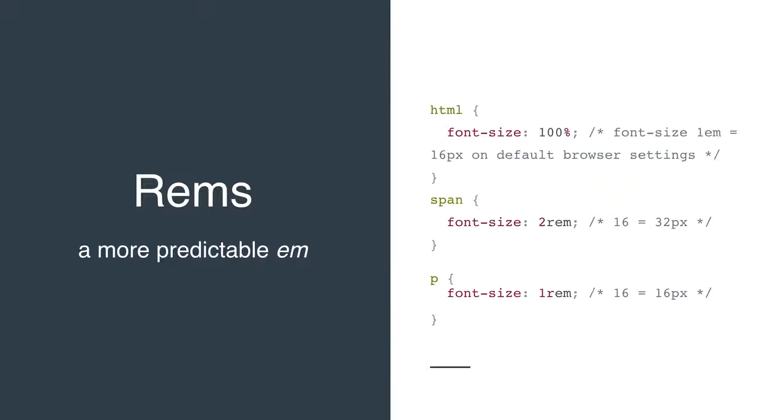So here we have the same three elements, our HTML, which is basically our document. We can think of it as our actual document. The span we've set to 2 rem, which is going to be 32 pixels in this case. But now our p tag within the span, we say 1 rem, and it's actually going to evaluate back to 16 pixels because it's going to go to the root, in this case the HTML, to get its reference. So there's no guessing as to what computed pixel value will be with REMs.